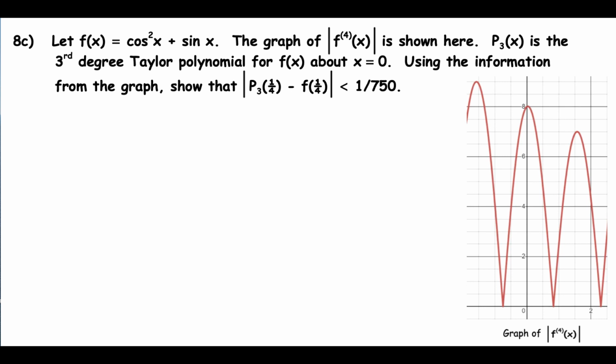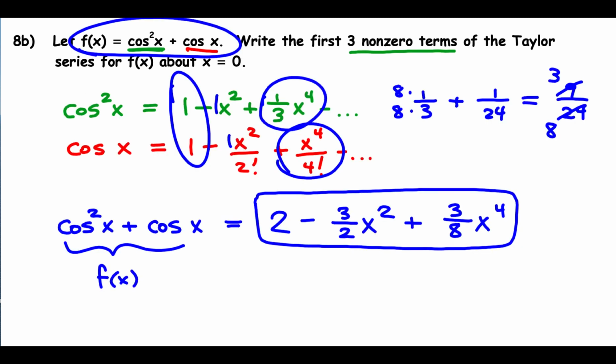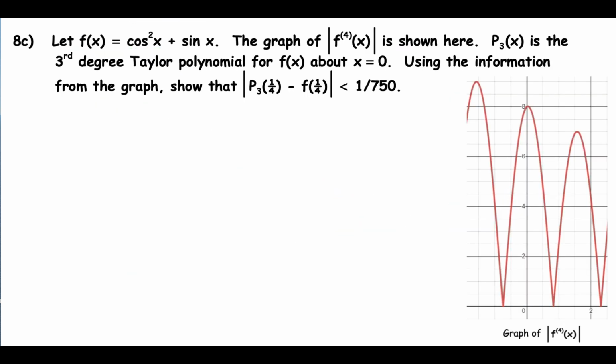And here it is, 8c. Now notice I've changed the formula here in 8c. I don't want to confuse anybody. 8b, it was cosine squared plus cosine. In 8c, it's cosine squared plus sine. Okay, so a little different there. I've graphed the fourth derivative of this thing. Wonderful. P sub 3 of x is the third degree Taylor polynomial.